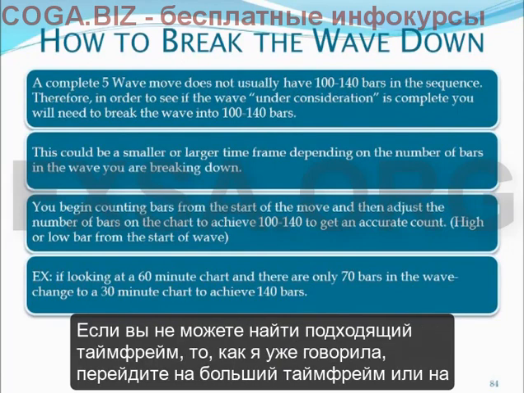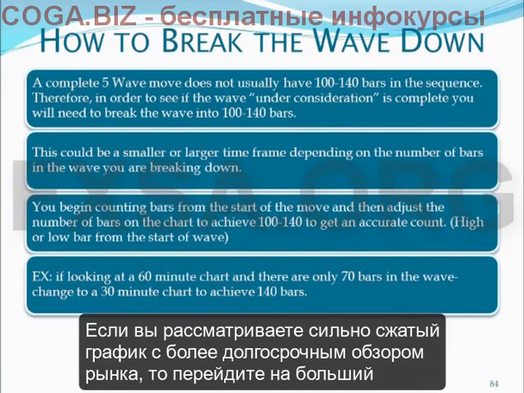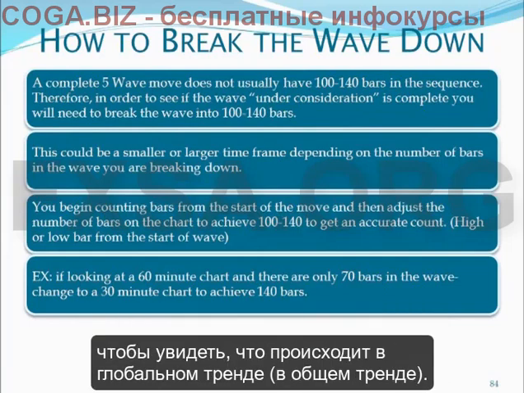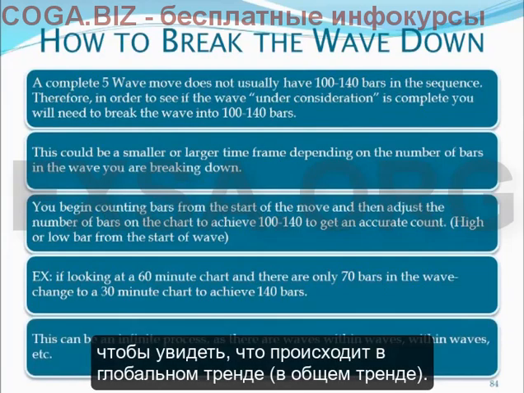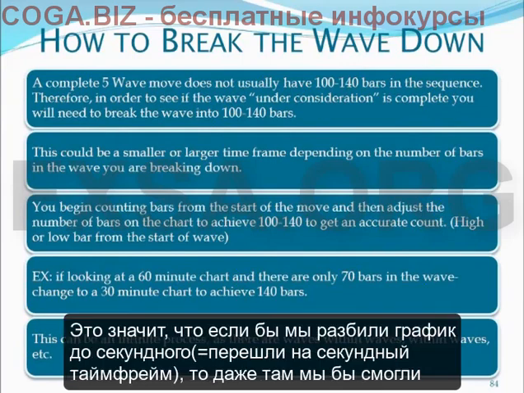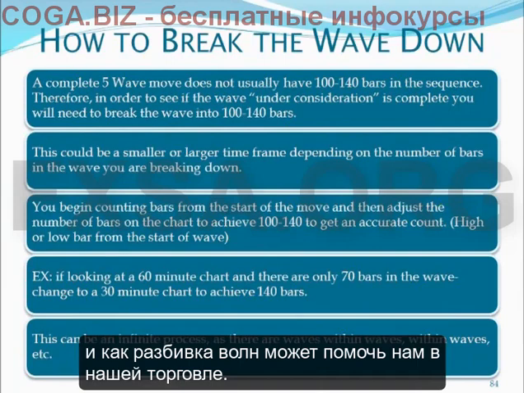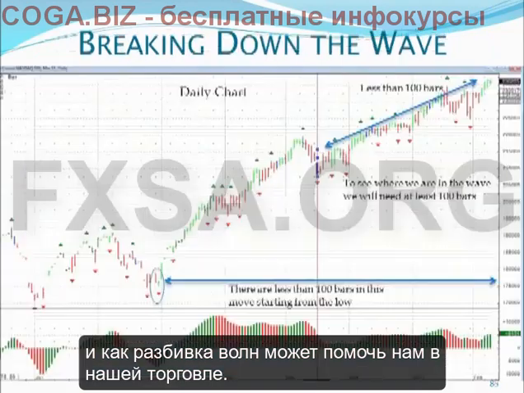If you can't find the right time frame, either, like I said, go up a higher time frame or lower time frame to achieve the correct number of bars to break down the wave you're trying to count. If you're looking at a longer term view, again, go to the larger time frame to see what's happening in the overall trend. And this can be an infinite process as there are waves inside of waves inside of waves within waves. Meaning that if you could break a chart down to 1 second, we could still be counting Elliott waves. So remember that we're just trying to find out where we are in the overall process and find out how that can help us in our trading in breaking down the waves.